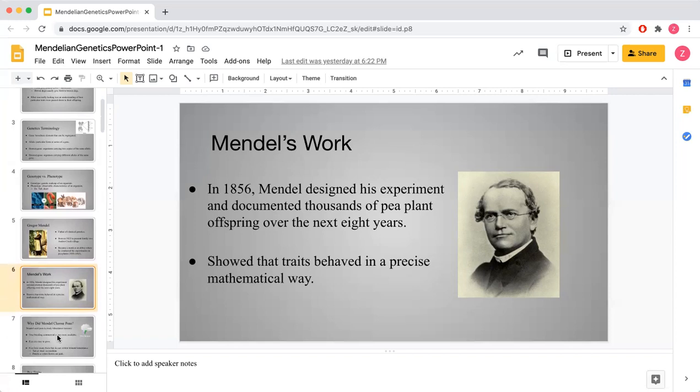So let's stop here and check for understanding. What organism did Mendel use for his experiment? And we will be talking about this as we go on.